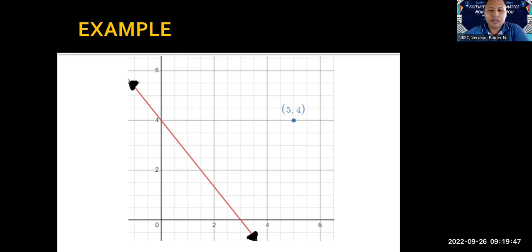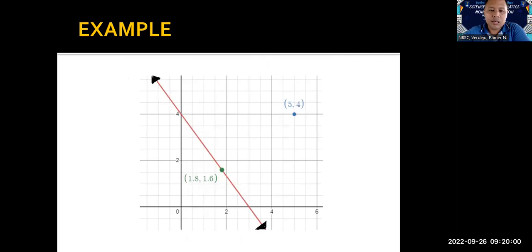So a solid line is represented by the line in red. It has a negative slope, and the external point here is (5, 4). So our target is to find this green point, containing the coordinates 1.8 and 1.6. So in fractions, these coordinates are 9/5 and 8/5. So this is our target answer. So the question is how to get this foot. Okay, so this green point is what we call the foot of the perpendicular.